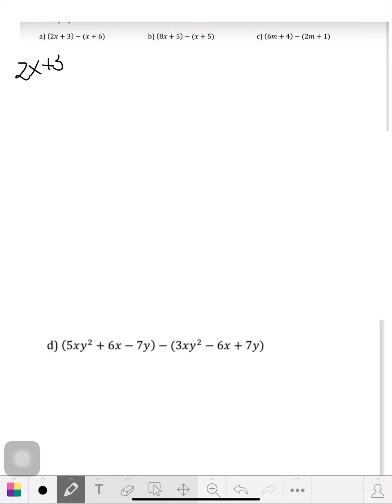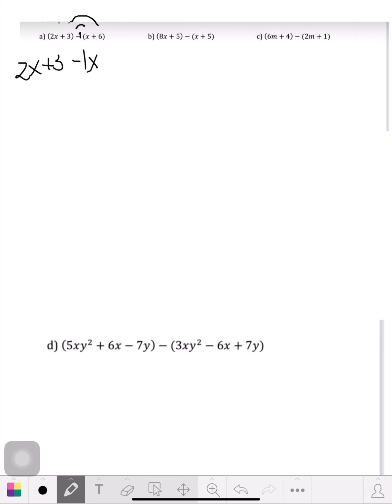Now we have the minus, and we have to multiply each one of these. We have to go over to each one. So the minus, and it's really minus 1. Remember that: if there's no number there, it's really a minus 1. So minus 1 times x is a minus 1x. Now, a minus times a plus on the 6.